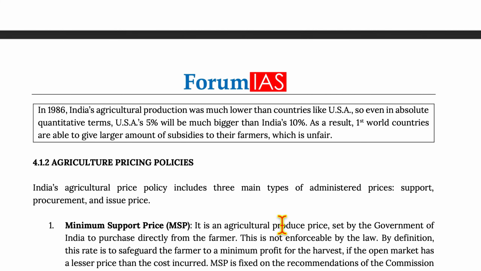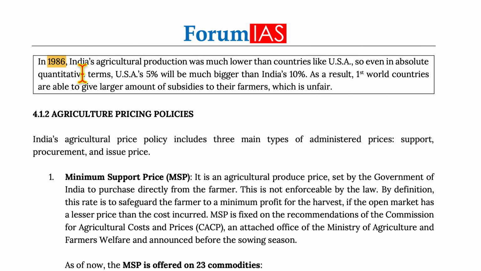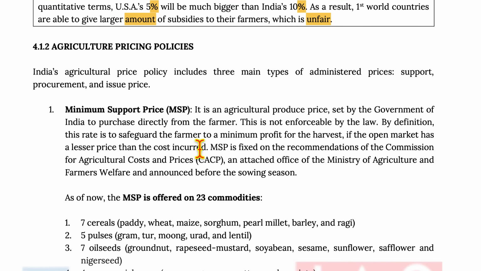Now, in 1986, India's agricultural production was much lower than the countries like USA. So, even in absolute quantitative terms, USA's 5% would be much bigger than India's 10%. As a result, first world countries are able to give much larger amount of subsidies to their farmers, which is unfair. Moving on to agricultural pricing policies.